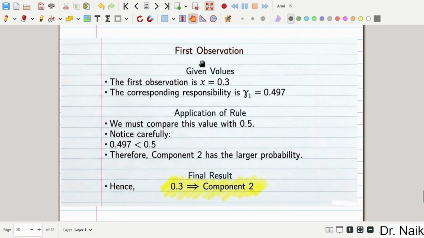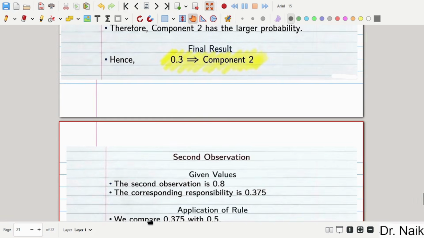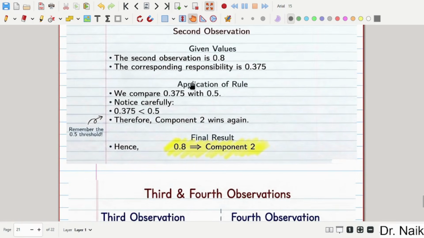Now see the first observation. The first observation is x equal to 0.3 and its gamma i, that is responsibility, is equal to 0.497. It is less than 0.5. Therefore, component 2 has the larger probability. Therefore, 0.3 belongs to component 2. Now look at the second observation. The second observation is 0.8 with the responsibility 0.375. It is less than 0.5. Therefore, component 2 again wins. Therefore, 0.8 belongs to component 2.